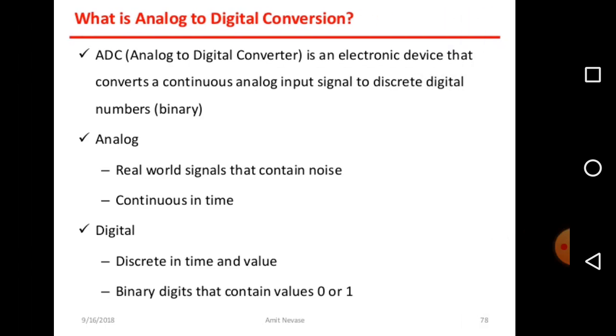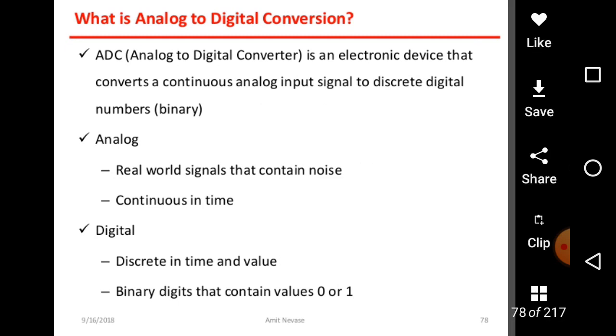What is analog to digital conversion? Analog to digital converter is an electronic device that converts a continuous analog input signal to discrete digital numbers, that is in binary. Analog real world signals contain noise and are continuous in time. Digital signal is discrete in time and value, binary digits that contain values 0 or 1.